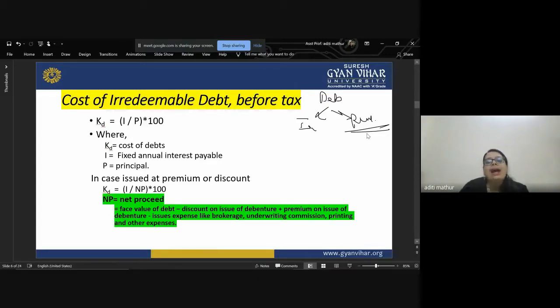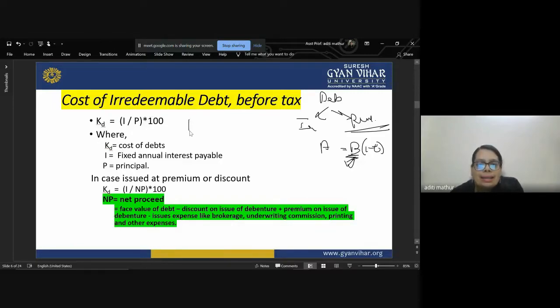And again, we can have two situations, that is before tax and after tax. Always remember, we need the value after tax. So let us first understand how to calculate the cost of irredeemable debentures, that too before tax. Because we know that to calculate after tax, you just have to multiply the before tax value with 1 minus t. So let us learn how to calculate this before tax figure. There's a simple formula to calculate the cost of irredeemable debentures.